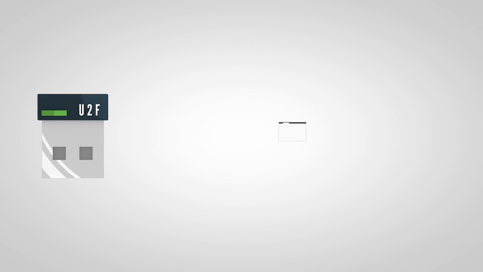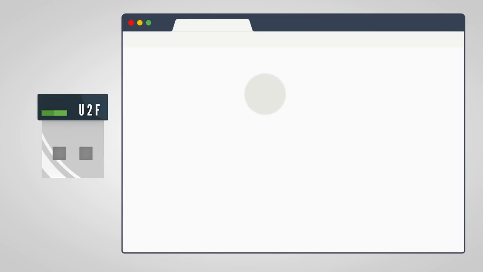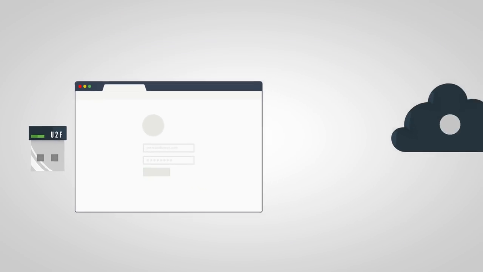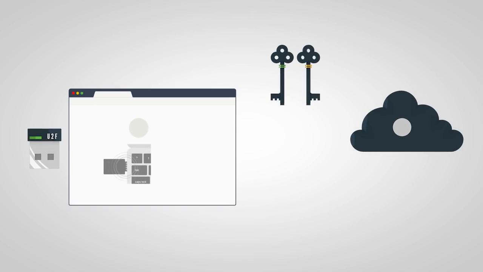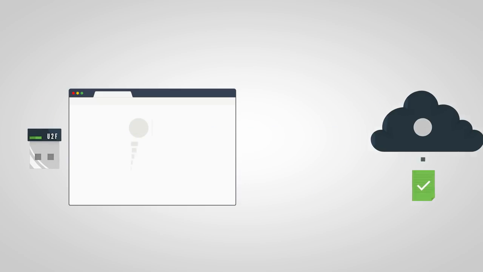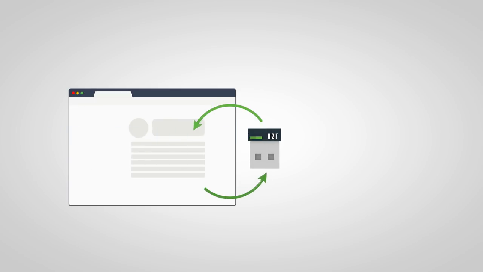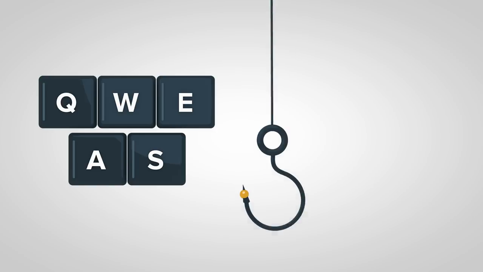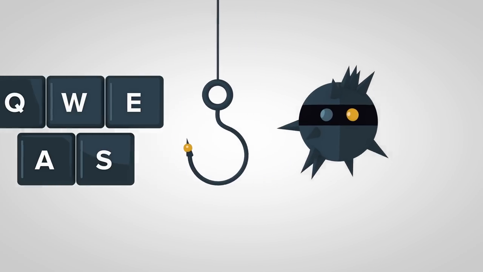U2F devices don't require special drivers, just a supported web browser. After verifying the user's password, U2F authentication kicks in. Using public and private key pairs, the website sends a challenge to the browser, which the U2F device signs and returns. U2F devices integrate directly with the browser to prevent modern credential theft techniques like keylogging, phishing, and man-in-the-middle attacks.